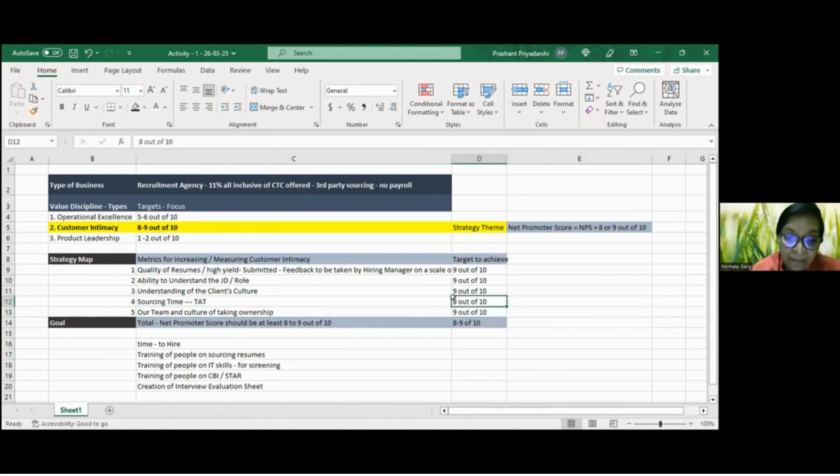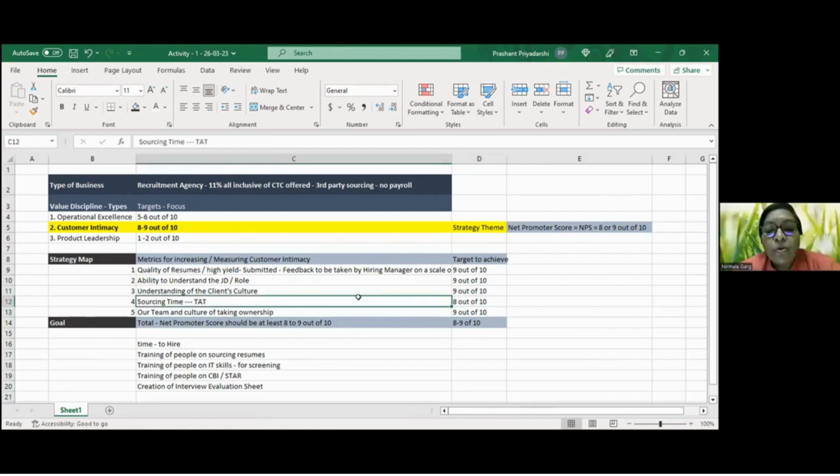Just keep that in the back end only? The thing that I have put a little less, no, 8 out of 10. That is the sourcing index. It's too early to put 9 out of 10. It is redundant here.